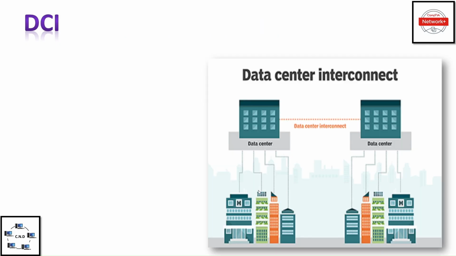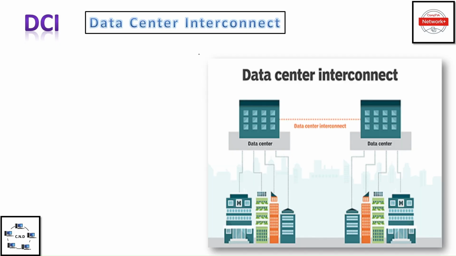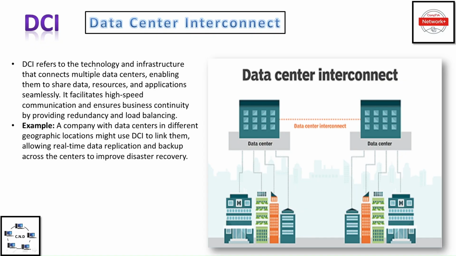DCI, that is, data center interconnect. DCI refers to the technology and infrastructure that connects multiple data centers, enabling them to share data, resources, and applications seamlessly. It facilitates high-speed communications and ensures business continuity by providing redundancy and load balancing. For example, a company with data centers in different geographic locations might use DCI to link them, for real-time data replication and backup across the centers to improve disaster recovery.